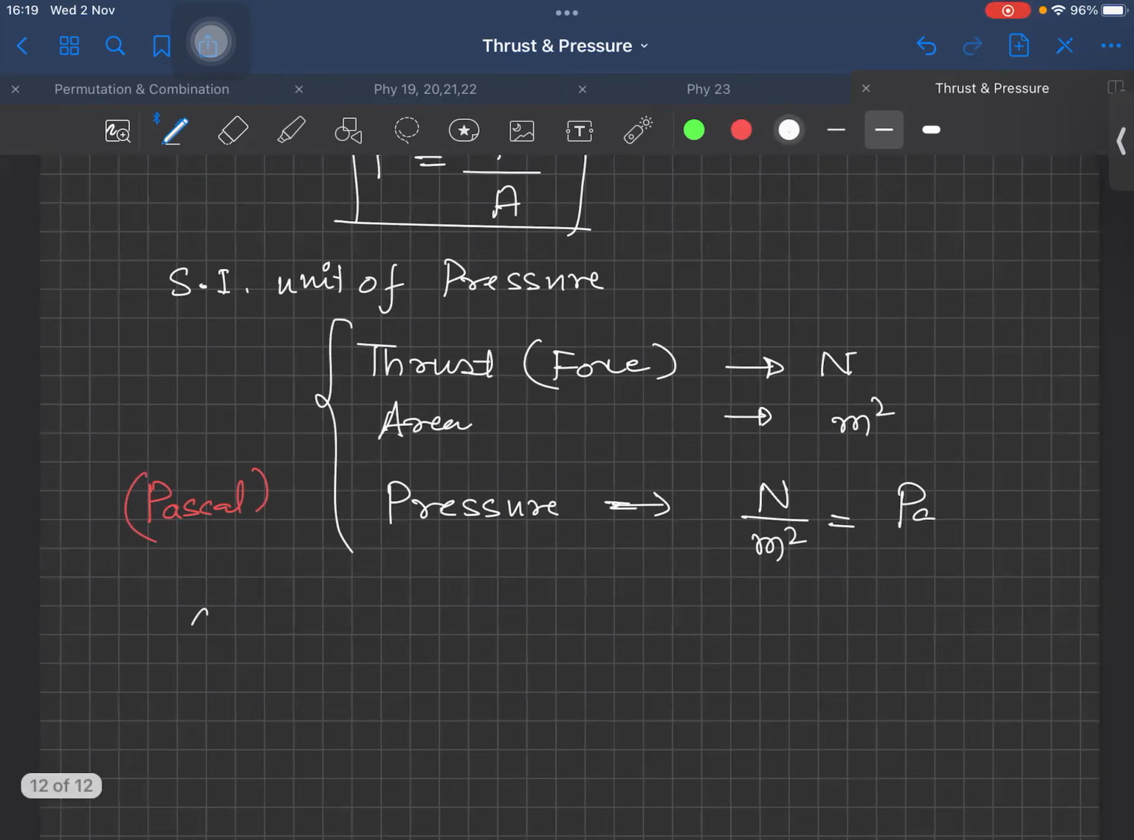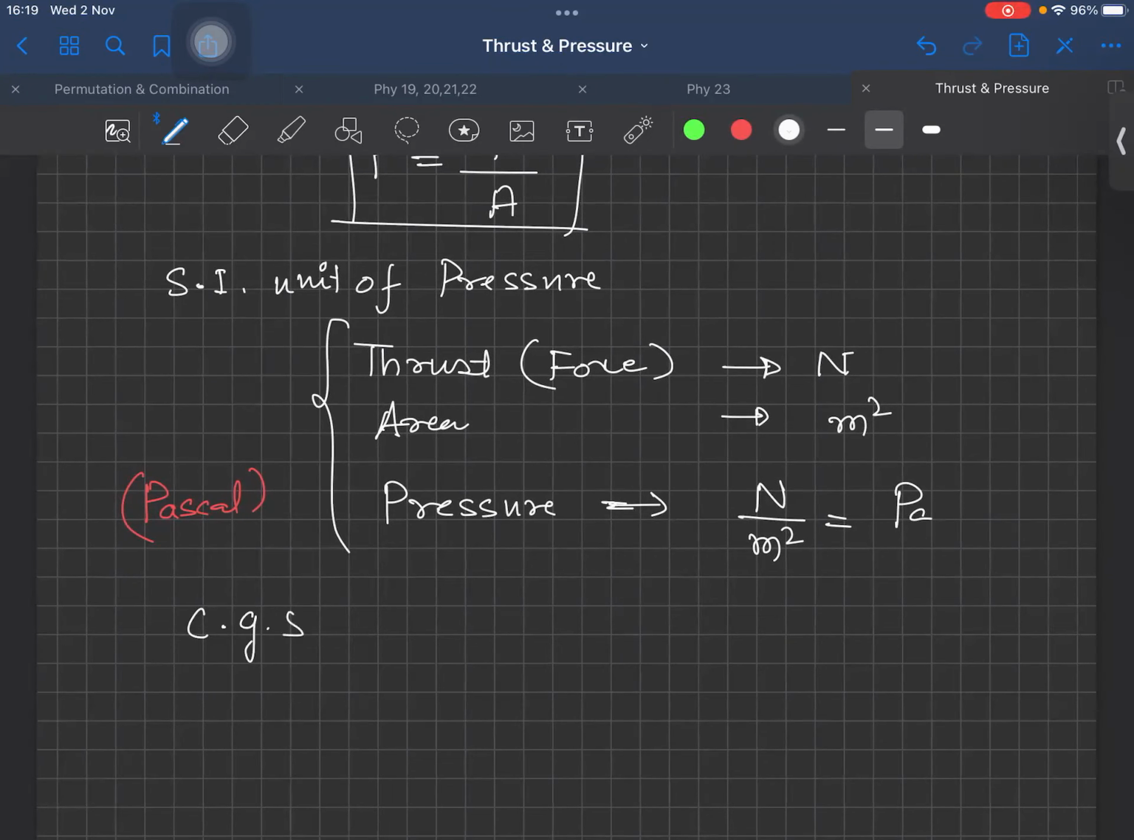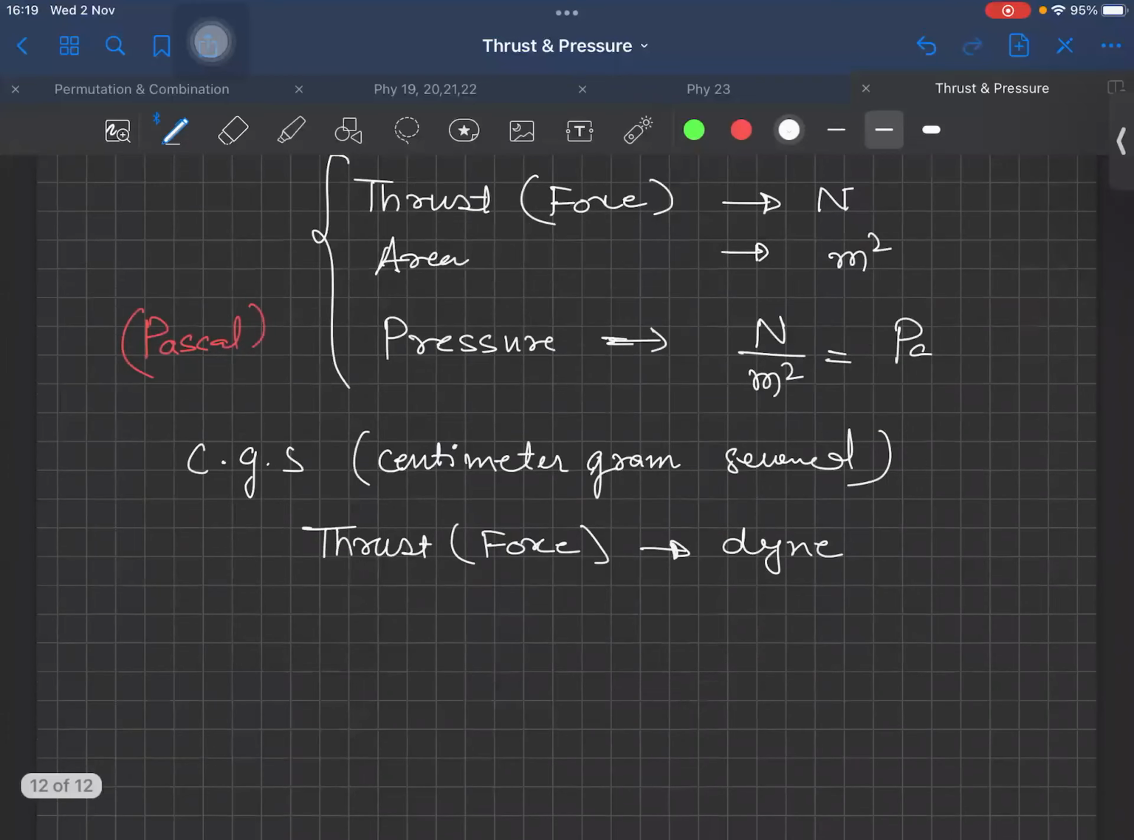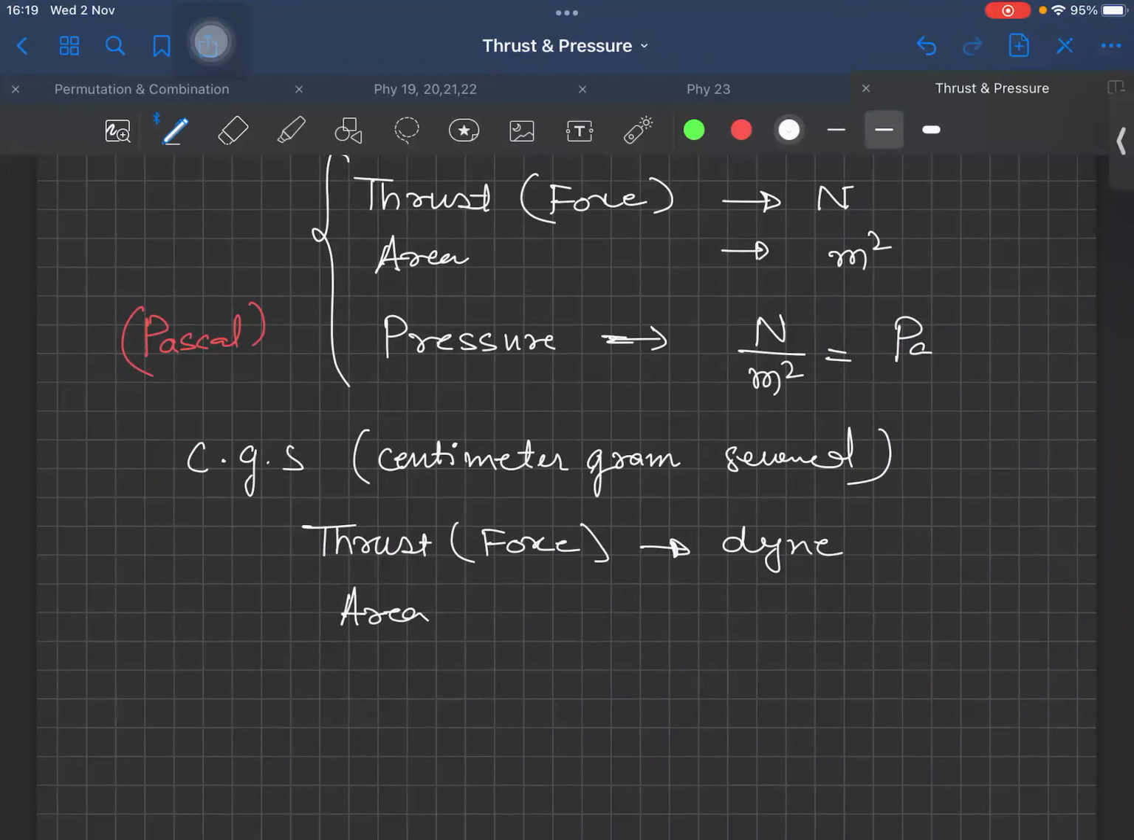So see, what will be CGS unit? What do you mean by CGS? Centimeter gram second. So what will be the unit for thrust? That is force, which is dyne, right? For area, it will be centimeter square. So pressure will be dyne per centimeter square. Okay. All right.